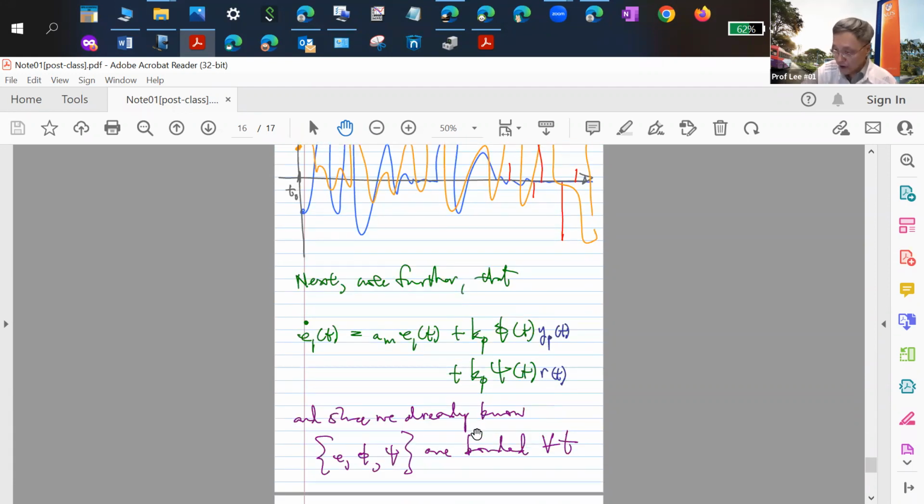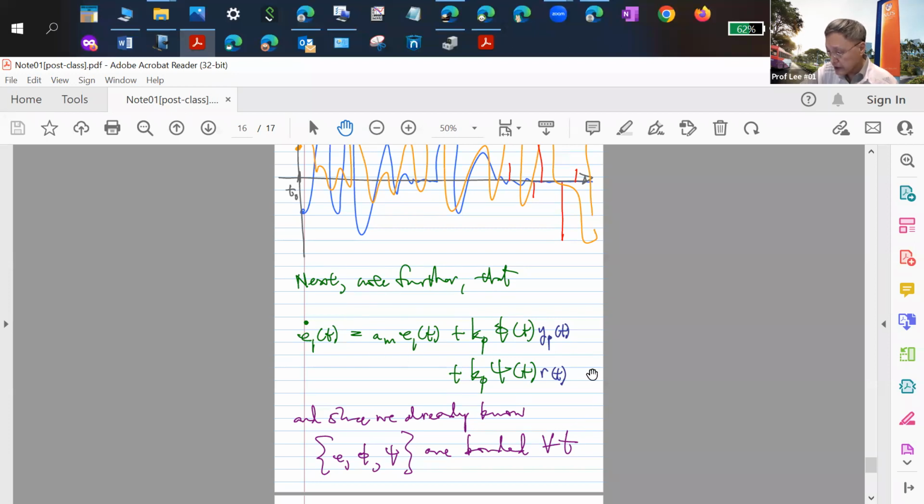We checked further and we saw that we also have this expression, E1 dot equals AM E1 plus KP Phi times YP plus KPC times R. E1 was guaranteed to be bounded. AM is just a number. KP is just a number. Phi was guaranteed to be bounded. E1 is YP minus YM. E1 is bounded, YM is bounded, therefore YP must be bounded as a consequence. So Phi is bounded, YP is bounded. KP is just a number, C is just a number. R is your user-defined reference command signal, so for a useful system, this is also a bounded signal.